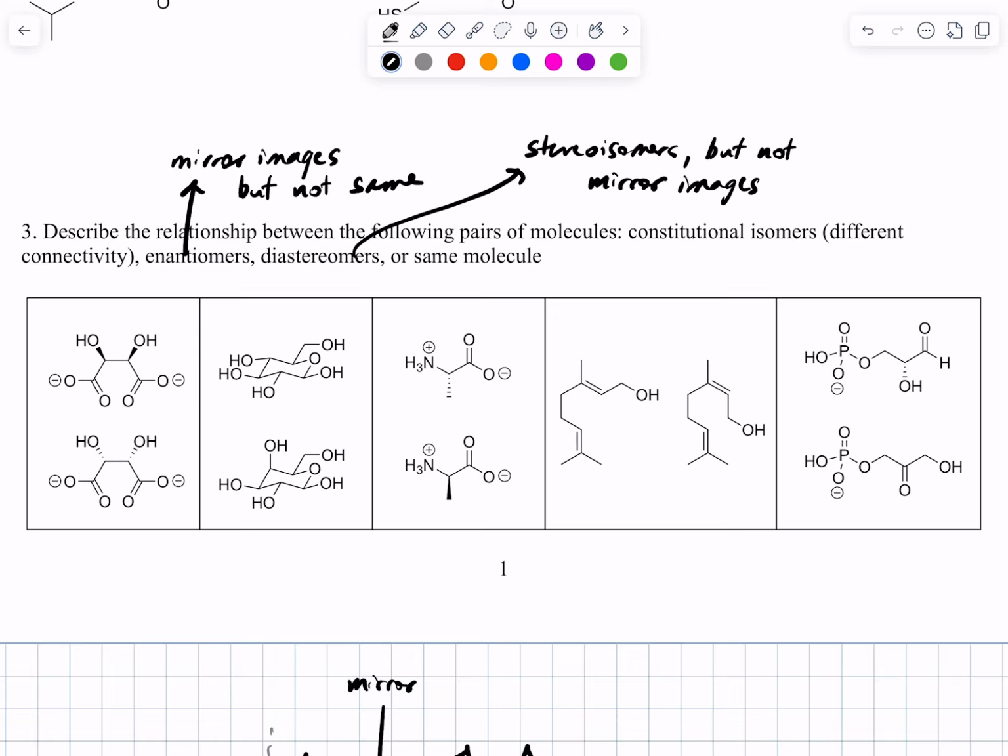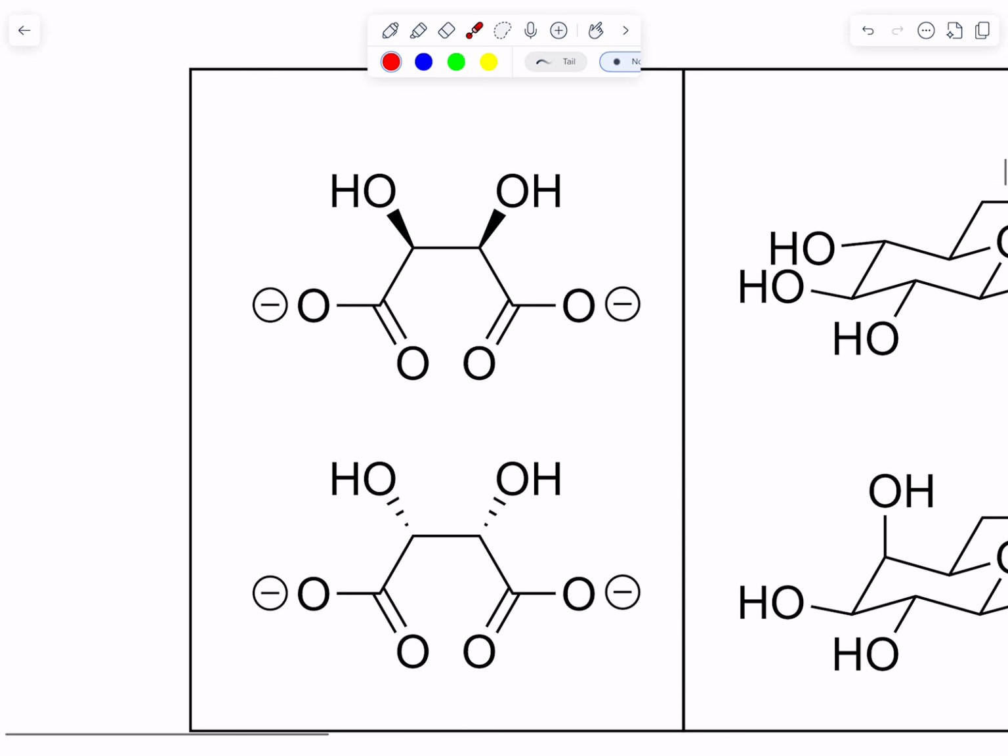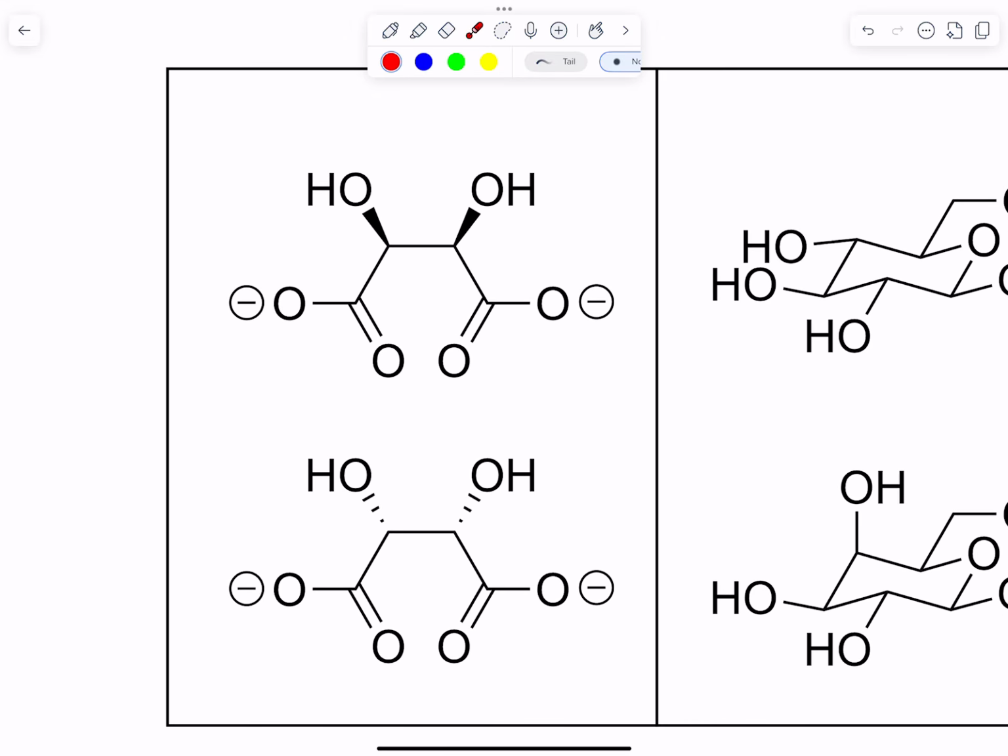Okay, getting close to ready to start talking about them? How about these two? Same. All right. That was a softball that I threw at you there. It was obvious that those are meso compounds. How can you tell? Plane of symmetry and pancake flip the one on the bottom, and it's the same thing as the one on the top. I will not be so nice to you on the exam, so be prepared. But those are the same compound.